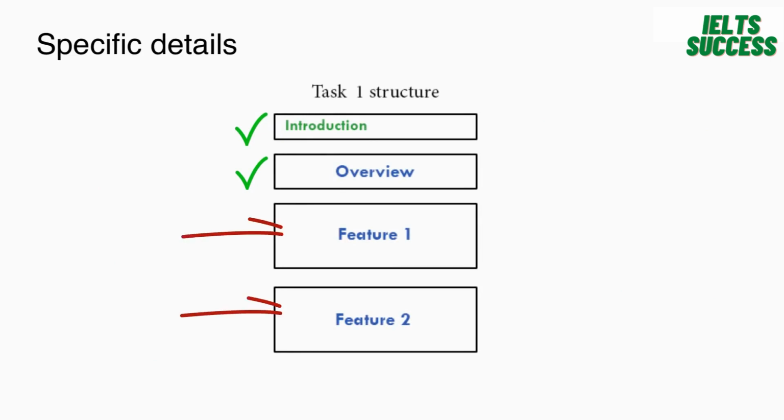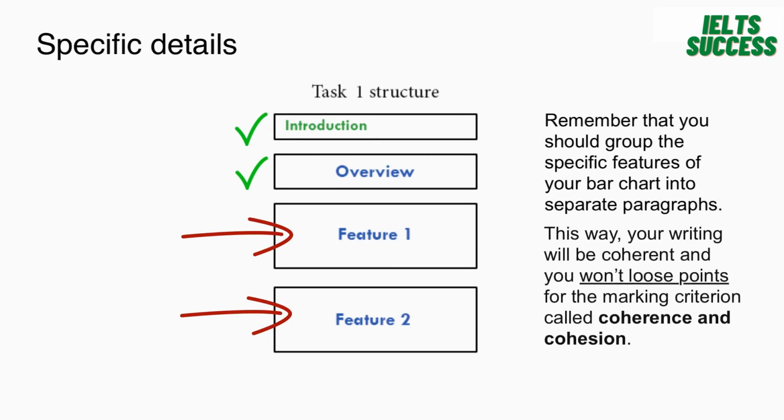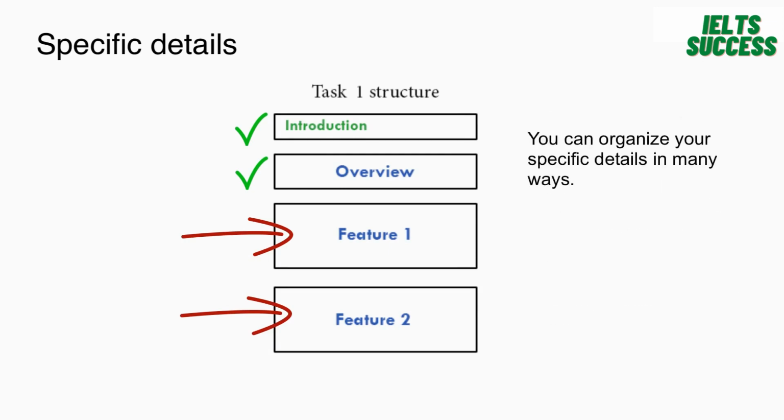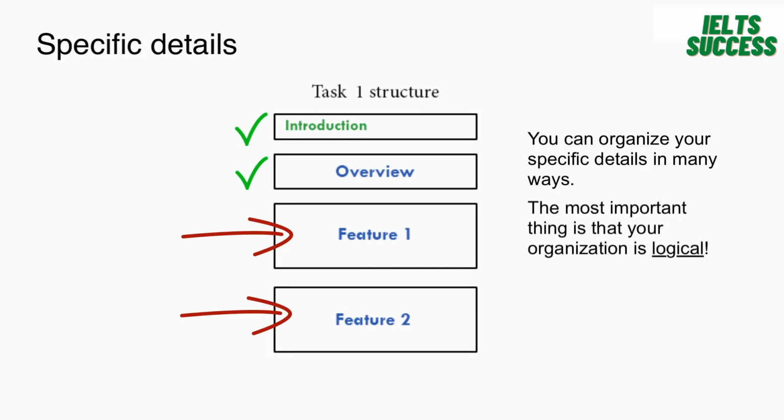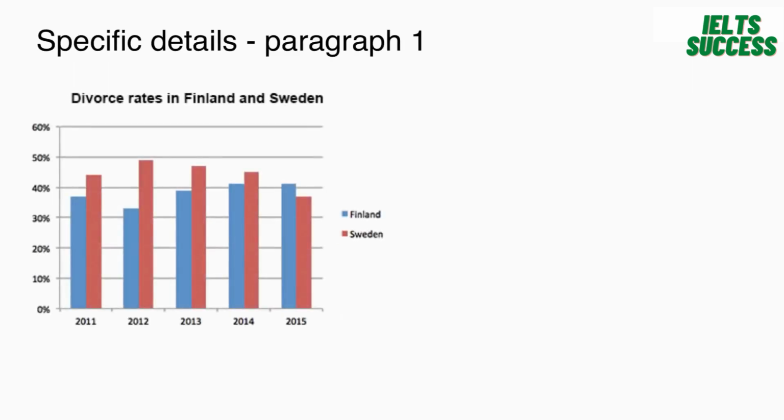Now we have to provide specific details of our bar chart. Remember that you should group the specific features of your bar chart into separate paragraphs. This way, your writing will be coherent, and you won't lose points for the marking criterion called coherence and cohesion. You can organize your specific details in many ways. The most important thing is that your organization is logical. Ideally, you should write 2 or 3 separate paragraphs. Let's look at how I grouped the specific details.